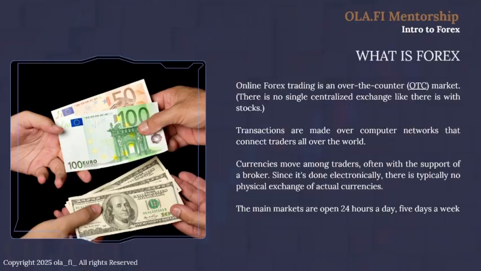Transactions are made over computer networks that connect traders all over the world. So currencies move among traders, often with the support of a broker. We'll explore what a broker is shortly. Since it is done electronically, there is typically no physical exchange of actual currencies. The main markets are open 24 hours a day, 5 days a week.